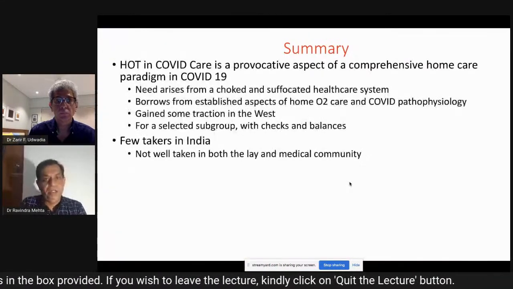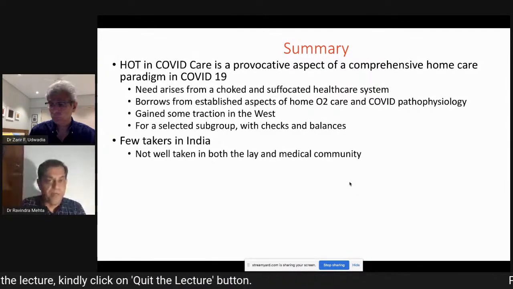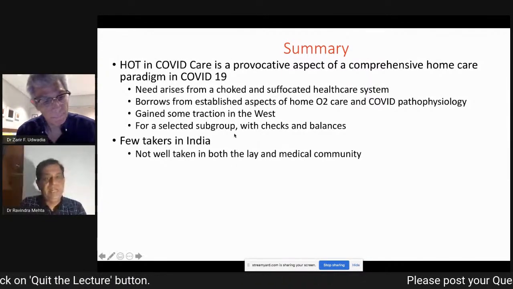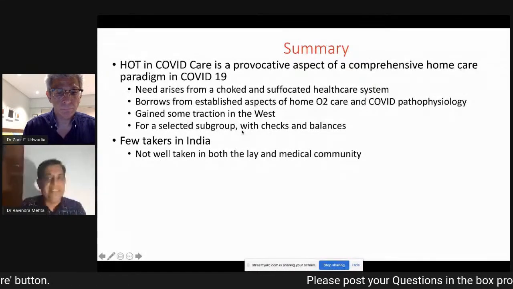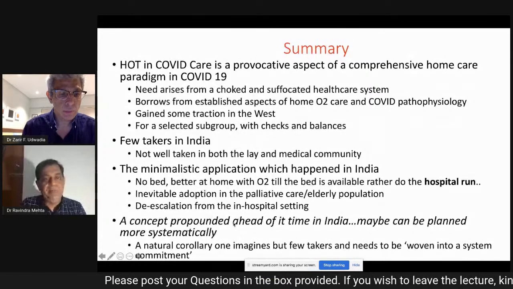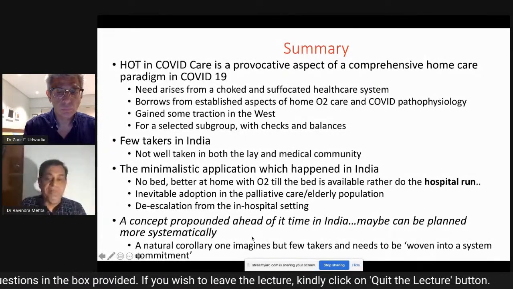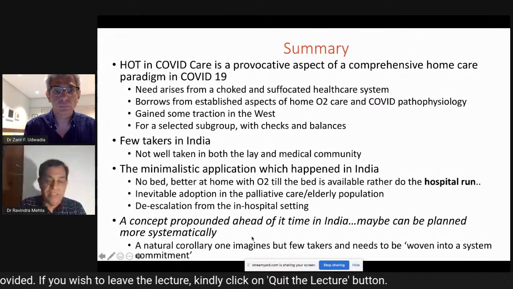So to summarize the whole talk, HOT or home oxygen therapy is provocative. It has a good deal of traction in the West, and a lot of organized systems are talking about it. Few takers in India with minimalistic application, which we talked about, and a concept propounded ahead of its time in India, maybe can be planned more systematically.